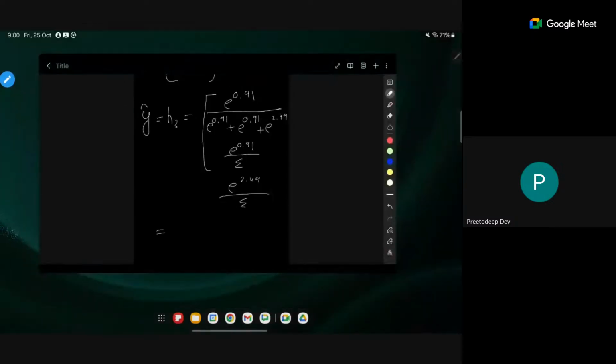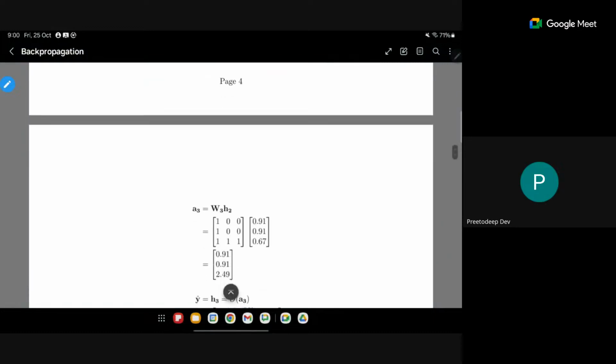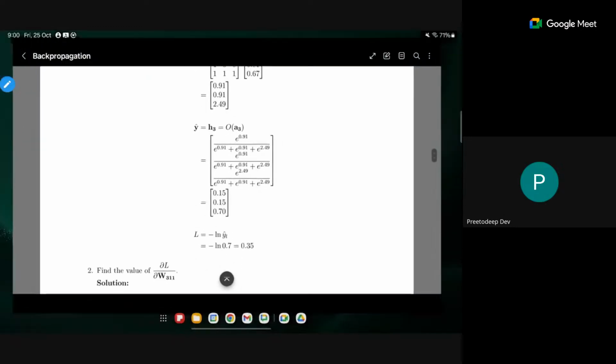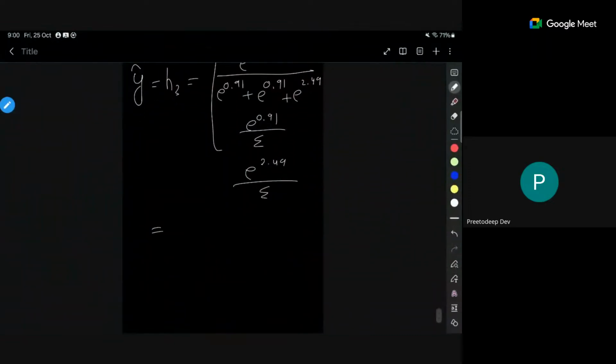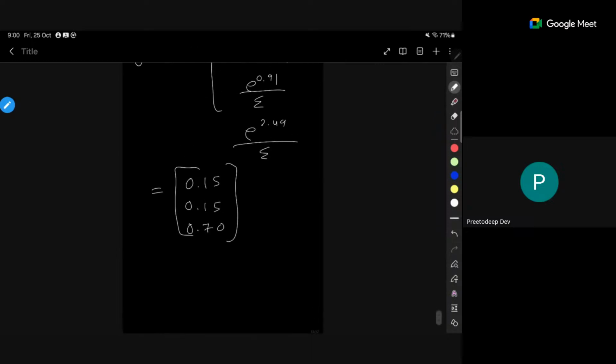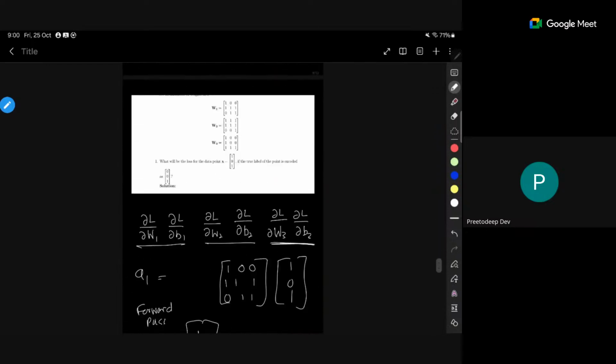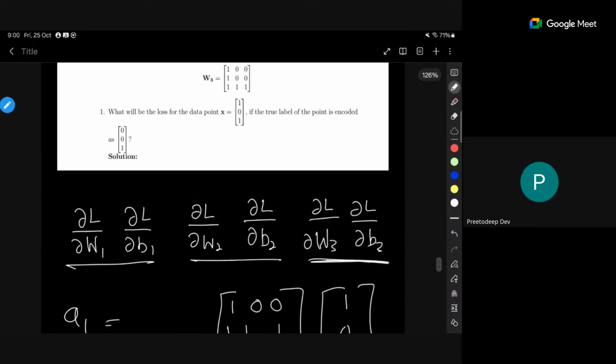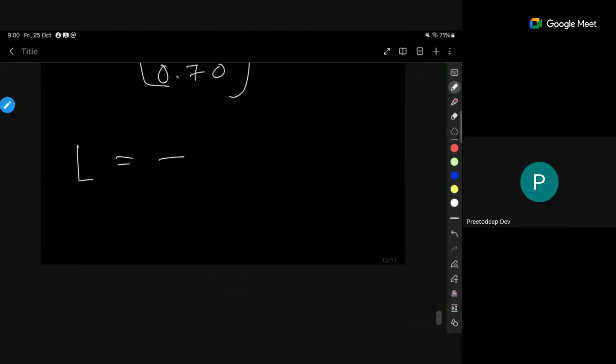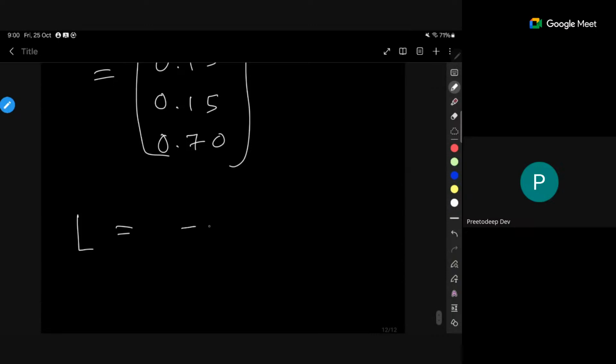Let's see what this is. This is 0.15 and 0.7. So this is my y hat. Now, what is my loss? Loss is going to be minus of whichever y true is given. So let's see the question. Y3 is 2, right? So my loss is going to be minus ln y3 hat, correct? And y3 hat is 0.70.